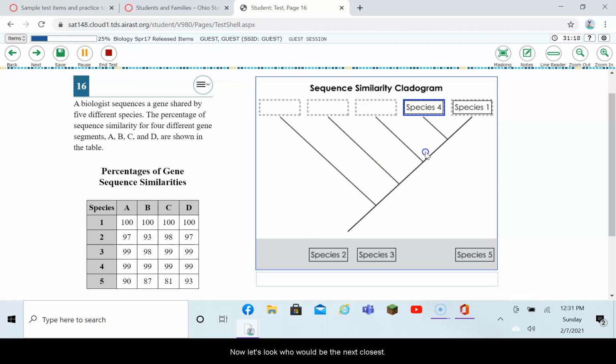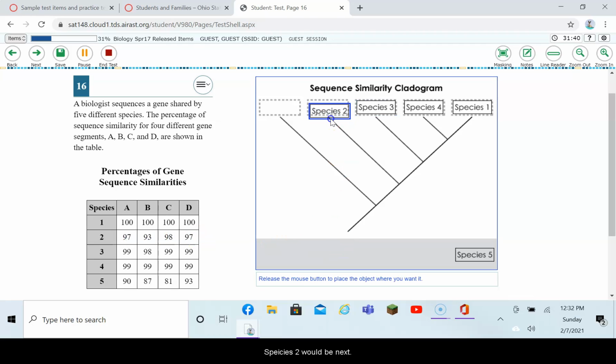Now, let's look who would be the next closest. So we look here, we have species 3, 99. The only thing is it has 98%. So we can put species 3 here. Who would be the next? Well, we can see 2, 97, 93. Species 2 would be next. And species 5 would be the farthest away from species 1. Okay, so species 4 would be the closest to species 1, and species 5 would be the farthest away.